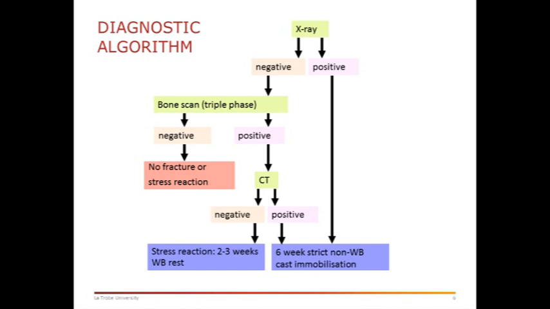So it's not too dissimilar to the base of the second metatarsal or to a Jones fracture. It requires a little bit more aggressive treatment. So imaging is quite often used to help with your clinical diagnosis. Some people will start off with an X-ray to determine if a fracture is present, and if it is positive, then the patient will go straight generally into a 6-week program of strict non-weight bearing cast immobilization.